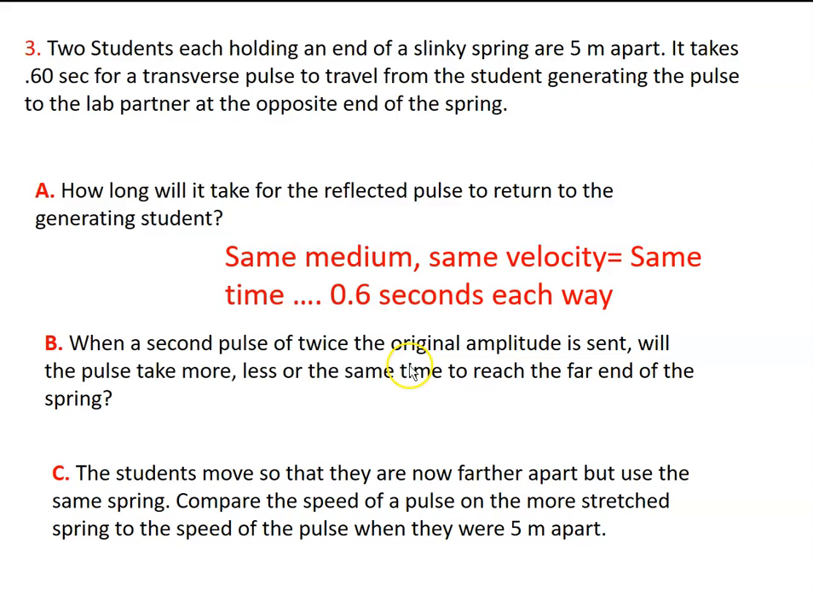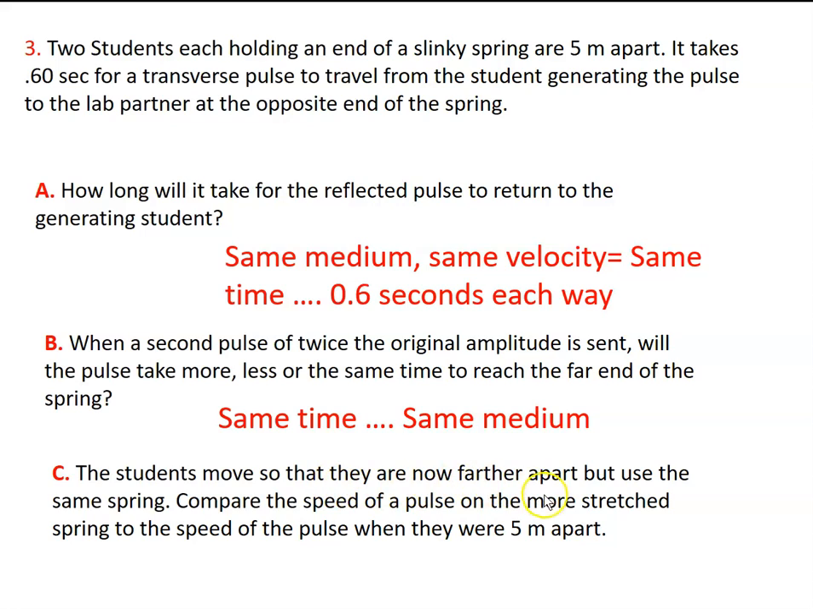A second pulse of twice the amplitude is sent. Will the pulse take more time or less time or the same amount of time to reach the end? This tricks students. They think that a pulse which is bigger is going to go faster. That's not the case. Remember, the only thing that dictates the speed of a wave is the medium. And we haven't changed the medium, so it's the same time.